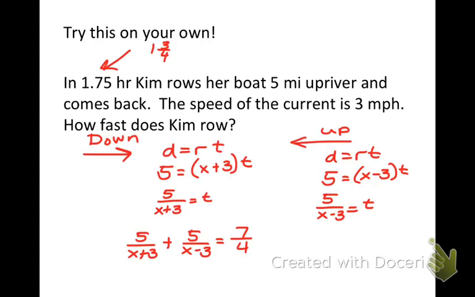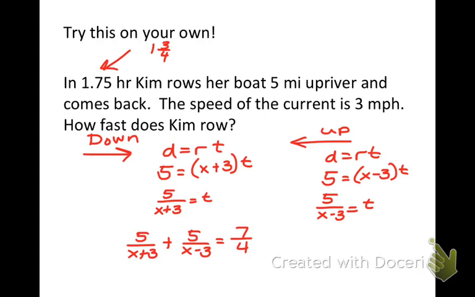You getting that? Yes? No? So downstream, we're going a distance of 5. Our rate is the speed of Kim's boat plus the current, because she's going to be going faster, times time. So that means the time going downstream is the expression 5 over x plus 3. Going upstream, she's still traveling 5 miles, but now the speed of her boat's fighting against the current, so I'm going to slow it down by subtracting the 3 times time. Solving for t gets us the expression 5 over x minus 3. So that's the time it takes to go upstream.